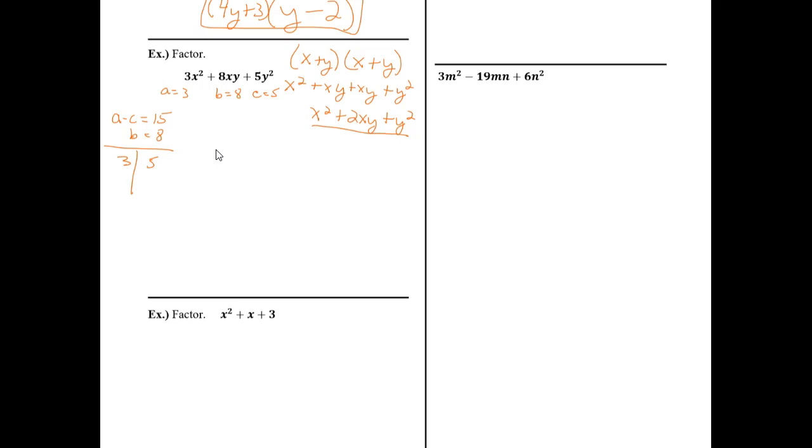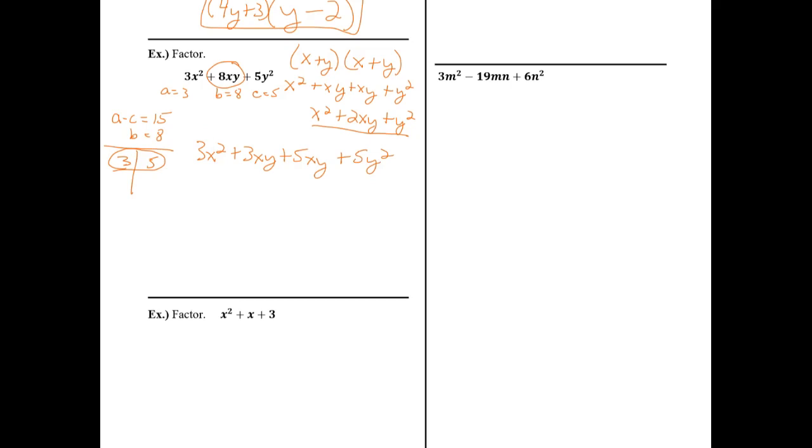Now, again, my front coefficient was not a 1, so I cannot go directly into my parentheses. I'm going to leave my first term the same, so 3x squared stays exactly the same. And instead of writing 8xy, I'm going to write positive 3xy plus 5xy, right? So this middle term is the same thing as 3xy plus 5xy, which are the two factors I found. And then the last term stays the same.